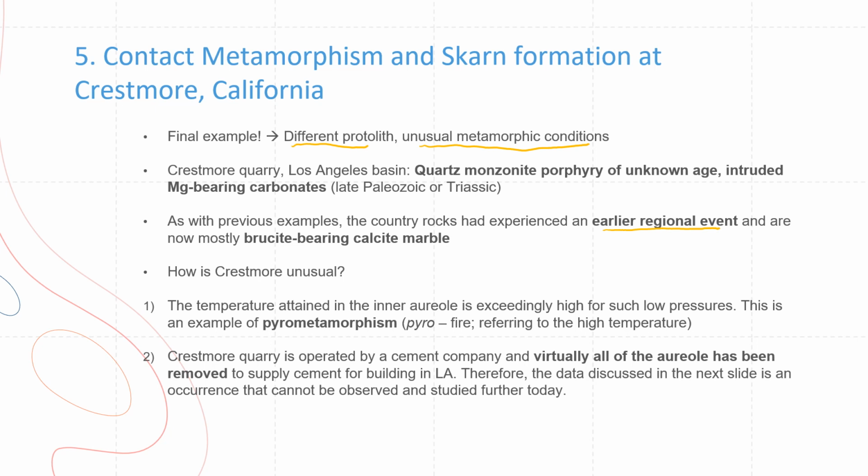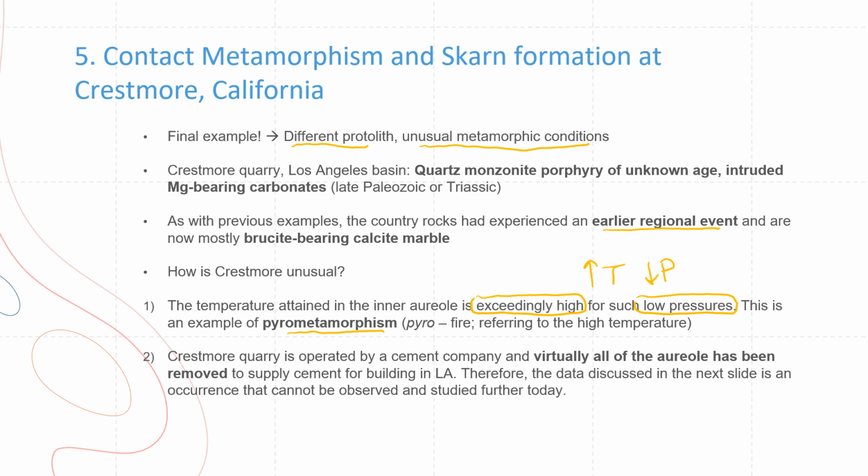So first of all, the temperature attained in the inner aureole is exceedingly high for such low pressures. So it is a high temperature, low pressure system, which is typical of contact metamorphism, but the temperature being exceedingly high is an example of pyrometamorphism. So the word pyro here means fire, which refers to this exceedingly high temperature.